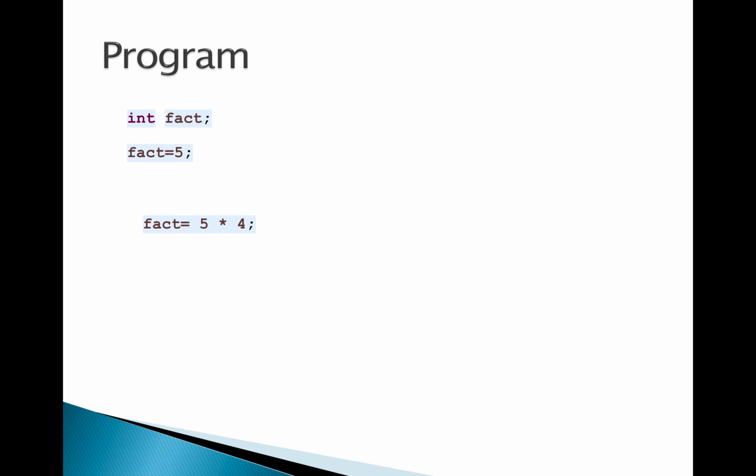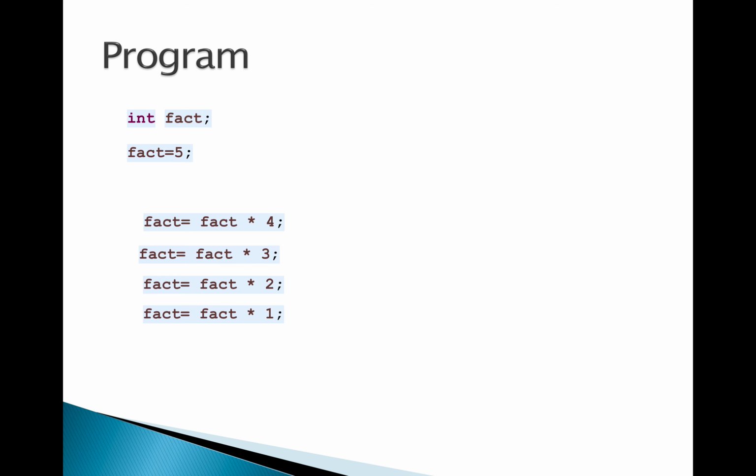Instead of 5, you can make it fact here. So fact is equal to fact into 4. Since the value of fact is 5, it is going to be 20 now. Now the fact value became 20. Next, fact is equal to fact into 3, which is fact equal to 20 into 3, so fact now becomes 60. Now again fact is equal to fact into 2. Now 60 into 2 will be 120. So the fact value will be 120, and then you multiply it by 1. Now the fact value will be again 120.